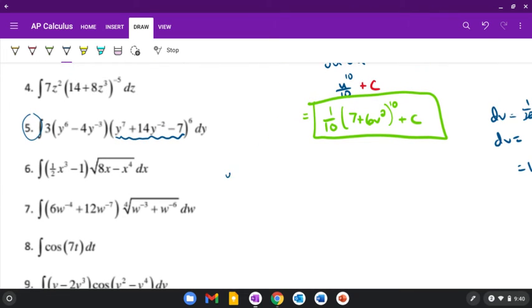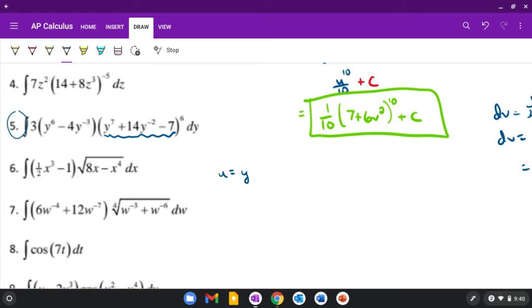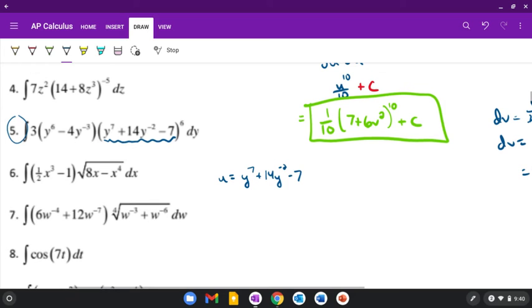So first thing I'm going to do is write my u, which is going to be y to the 7th plus 14y to the negative 2 minus 7. So the next step is to differentiate this. So then du is 7y to the 6th minus 28y to the negative 3rd dy.